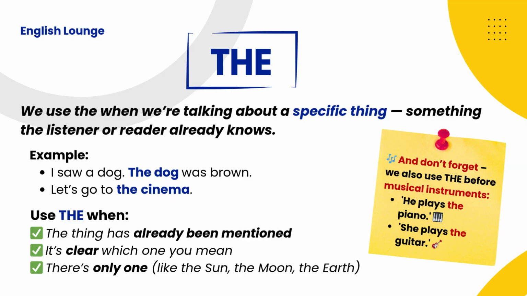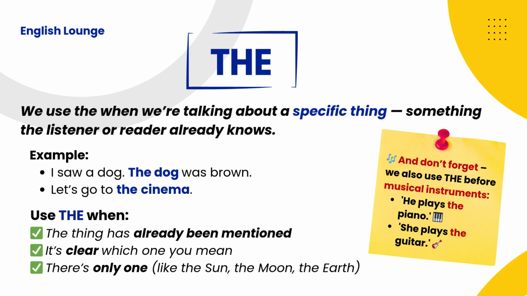Now let's talk about the definite article. We use it when we are talking about specific things, something that the listener or reader already knows about. For example, I saw a dog, the dog was brown. You can notice that in the second sentence we talk about one specific dog. That is why we use the.